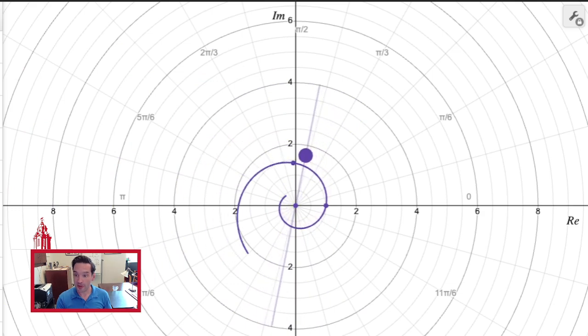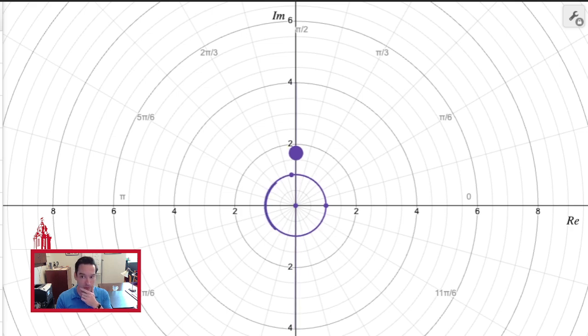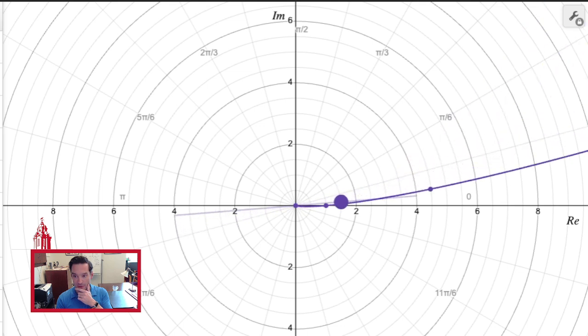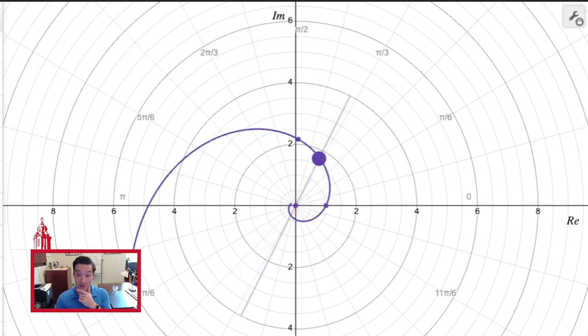And the closer that this original ray gets to vertical, the more that that image under the exponential function looks like a circle. And the closer that this ray gets to horizontal, the more that image is no longer a spiral, but in fact a straight line emanating from the origin. Hang on to those observations.